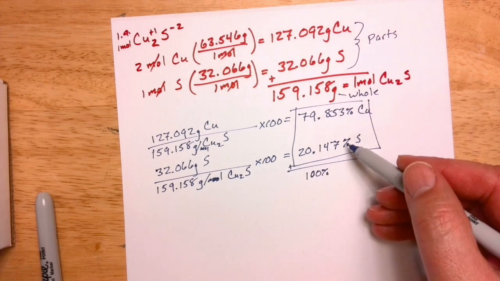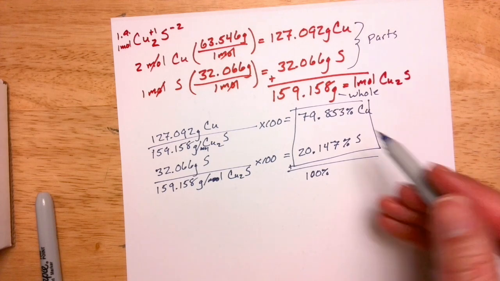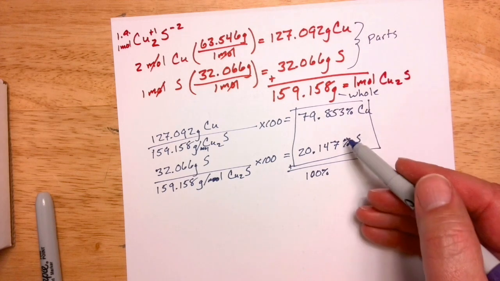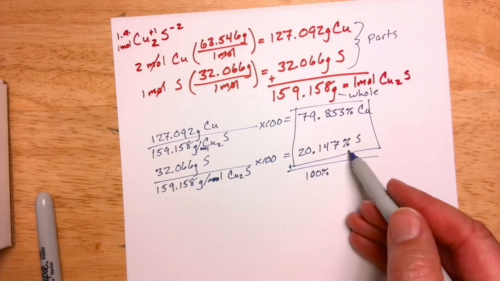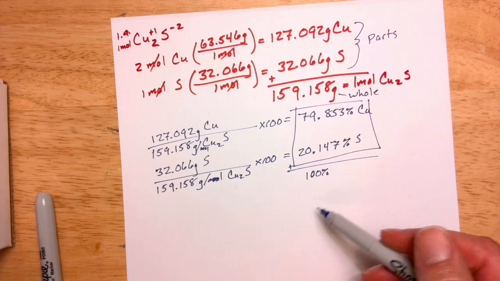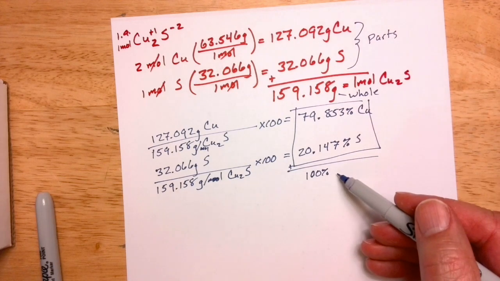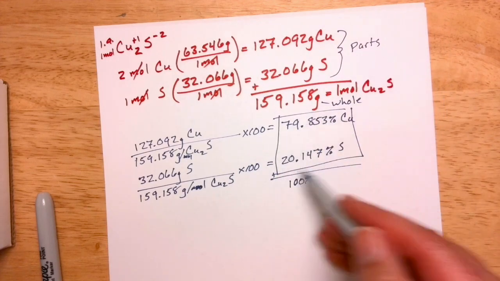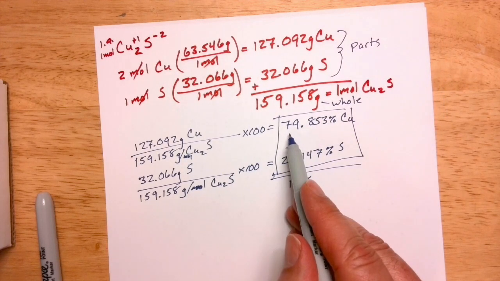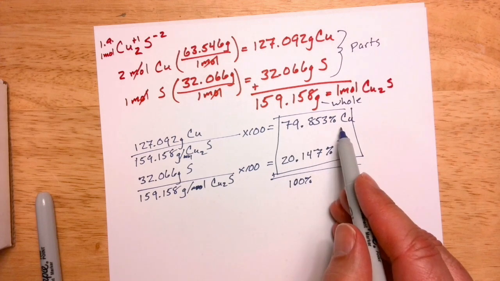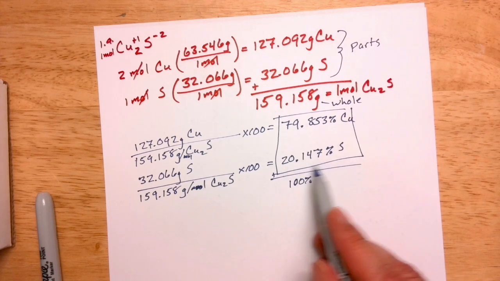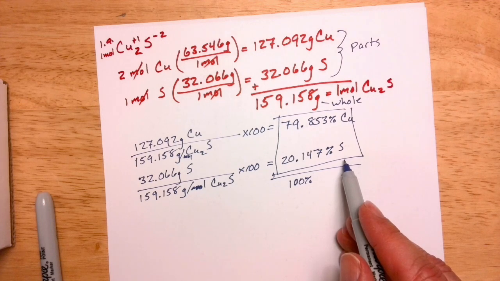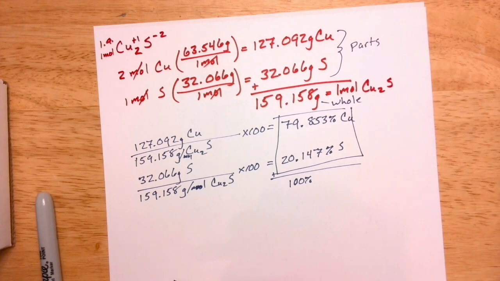If you do that, you can't check your work. Because if you made a mistake here, and you subtract it from 100, you want to get a value down here, but it may not be the correct one. So this is a good way of checking your work. What this means is if you have 100 grams of copper sulfide, almost 80 grams of it is going to be copper, and a little over 20 grams of it will be sulfur. And again, that's going to play a big role later on.